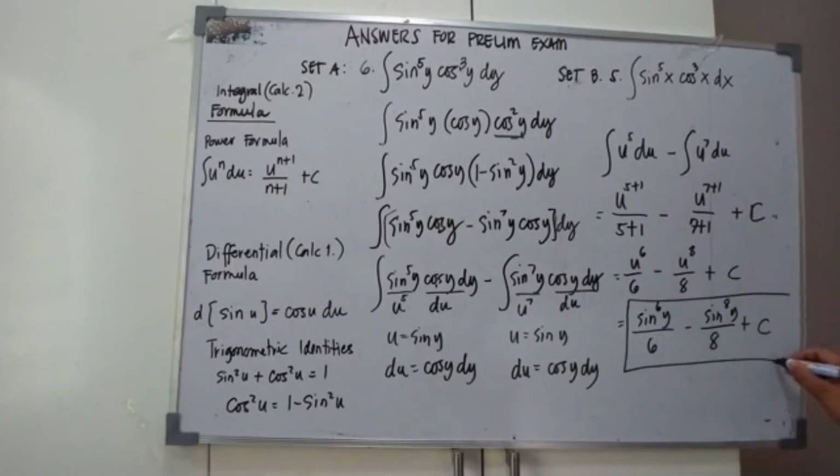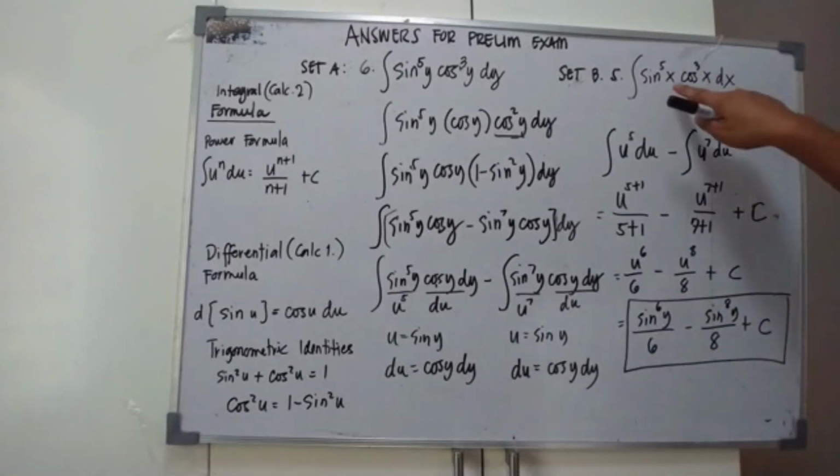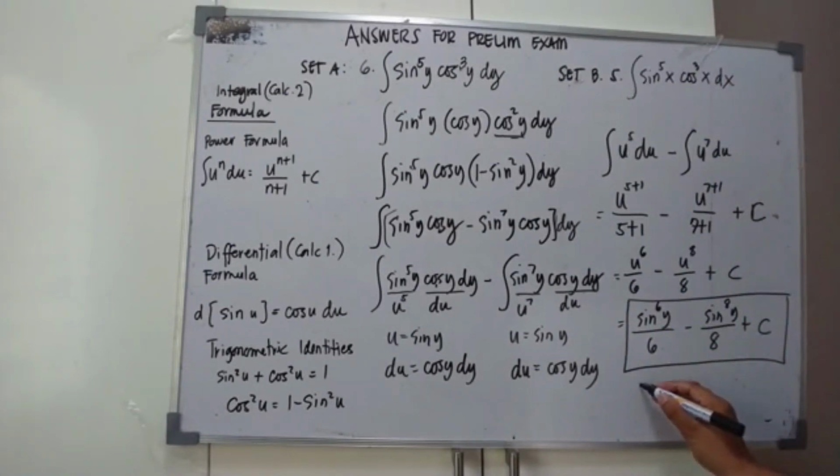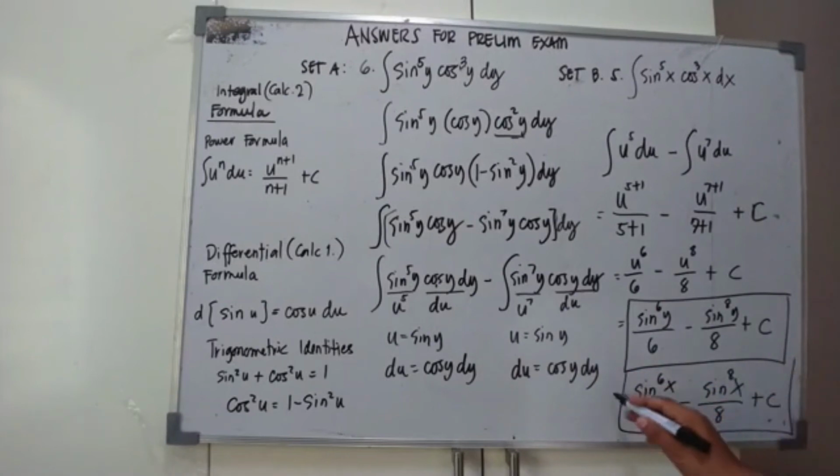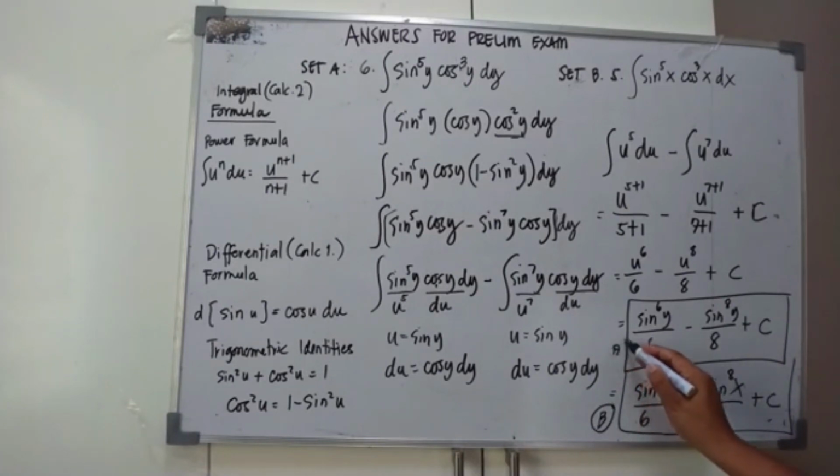This is the answer for set A. For set B, we just replace y with x, so that will be your answer. The answer for set B is sine raised to 6x over 6 minus sine raised to 8x over 8, plus c. This is the answer for set B. This is set A, and this is set B. That is the answer to problem number 6.